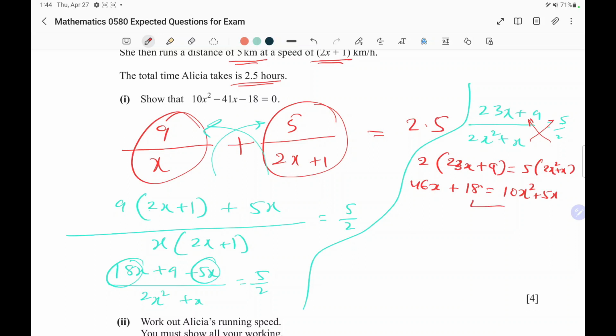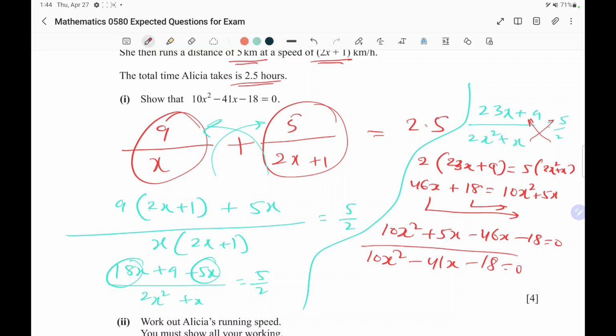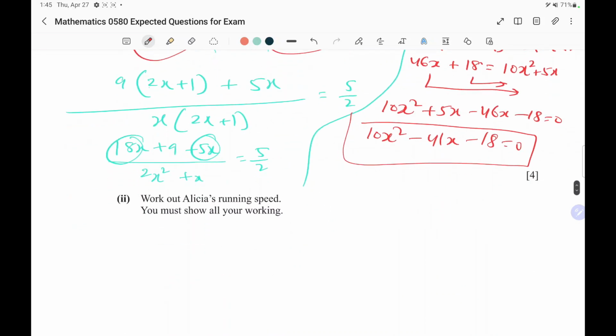Now take everything to the right side. So I will get 10x squared plus 5x minus 46x minus 18 equals 0. Now this is 10x squared, 5x minus 46x is minus 41x, and minus 18 equals 0. Here you can observe we cannot take anything common, or divide by the same number, to get lower coefficients. So this should be the answer, and we need to prove the same thing also: 10x squared minus 41x minus 18 equals 0.